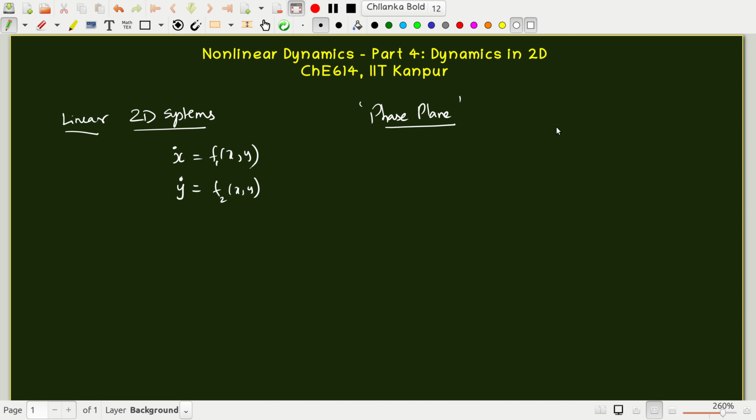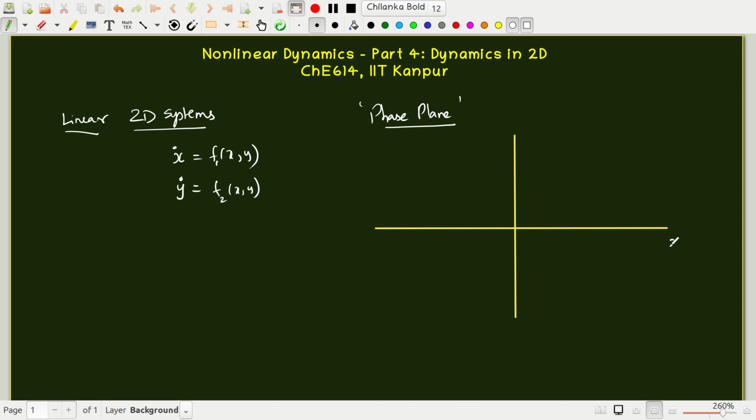So you had the phase plane, and in the phase plane you have the two dependent variables x and y. Suppose you had a stable fixed point. Let's say the fixed point is at the origin, and if the fixed point is stable, then along all directions, any initial condition will move towards the fixed point, depending on the eigenvalues.